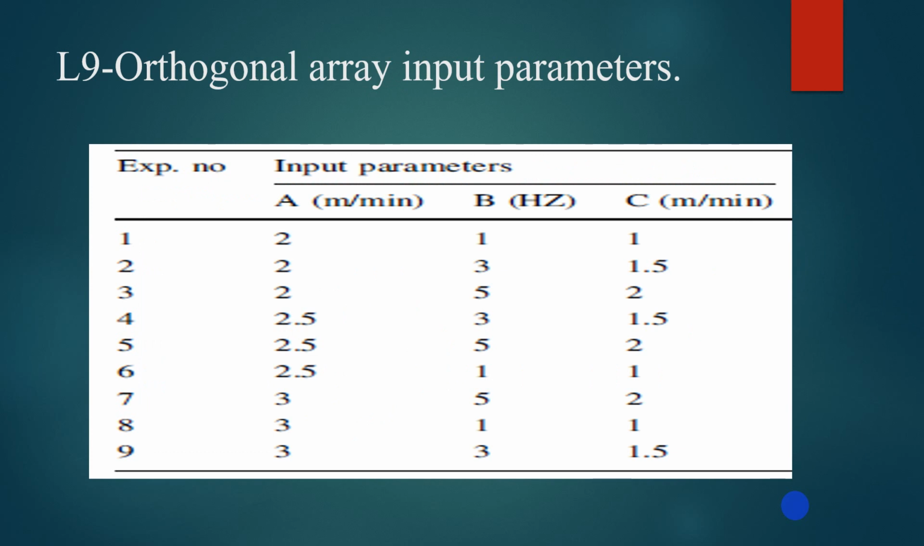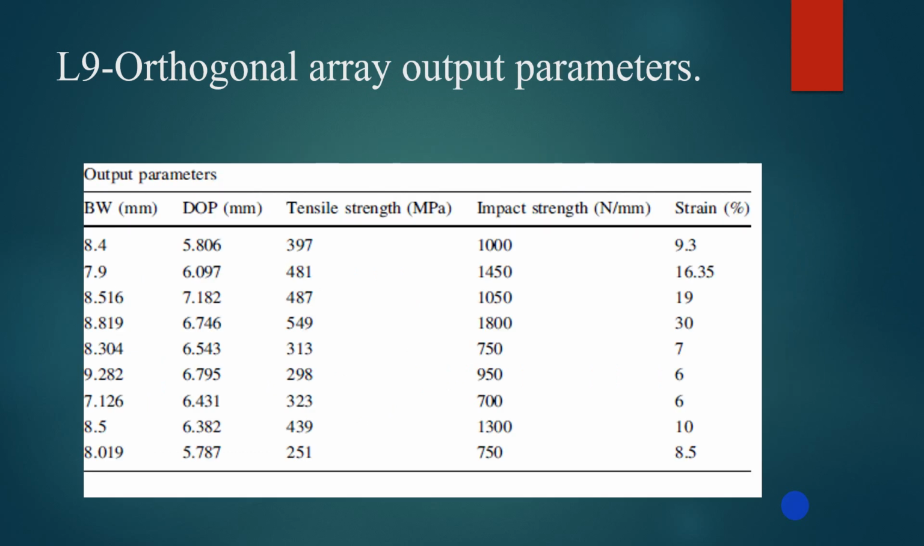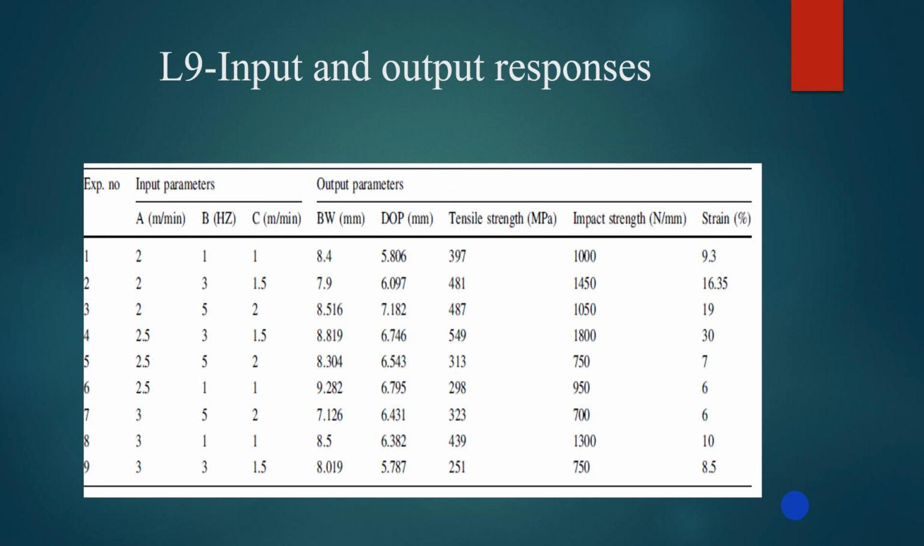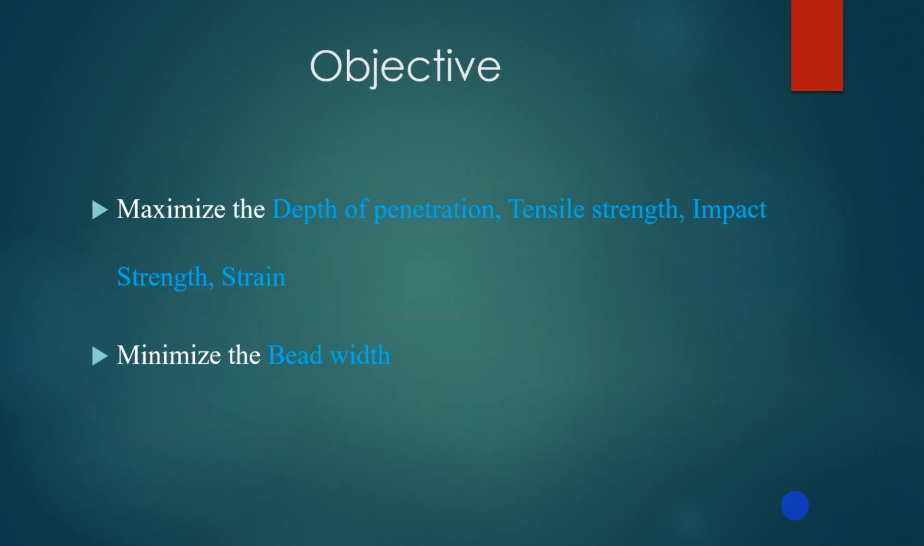and the L9 Taguchi array is shown in this slide. They have measured 5 output parameters in order to assess the quality of the weld. The 5 output parameters are bead width, depth of penetration, tensile strength, impact strength, and the strain percentage. So they are analyzing the quality of the weld by measuring these output parameters. And from this L9 Taguchi array, they are trying to find which one is the best combination of parameters according to their need. Okay, so this is the corresponding input and output values.